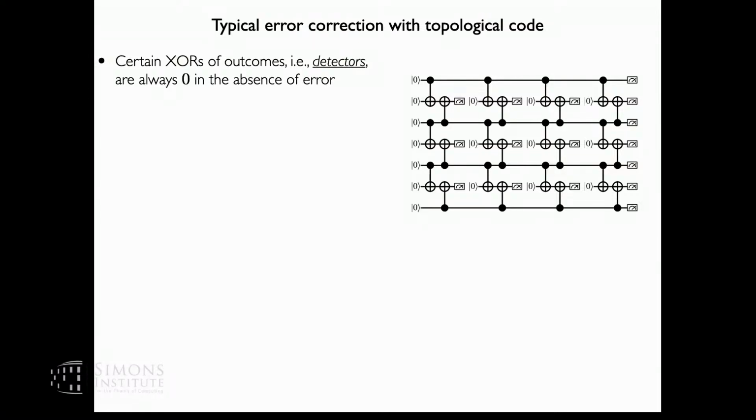An important idea is we define something called detectors. It has many other names in other literature, but we'll just stay with detectors in this work. They are the XOR of outcomes at adjacent times. So essentially you take the XOR of these two adjacent columns, so you're learning something happening in time. For example, this will be a detector: you can take the XOR of these two results. And the detector will always be 0 in the absence of error.